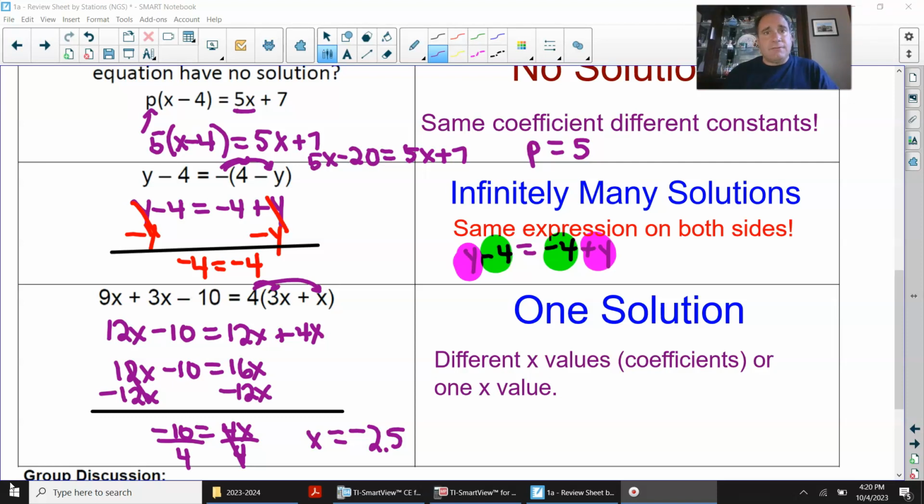It's x equals negative 2.5. Even if, like I said before, even if it's x equals 0, that's not something that is no solution. 0 is a solution, right? So just be careful with that.